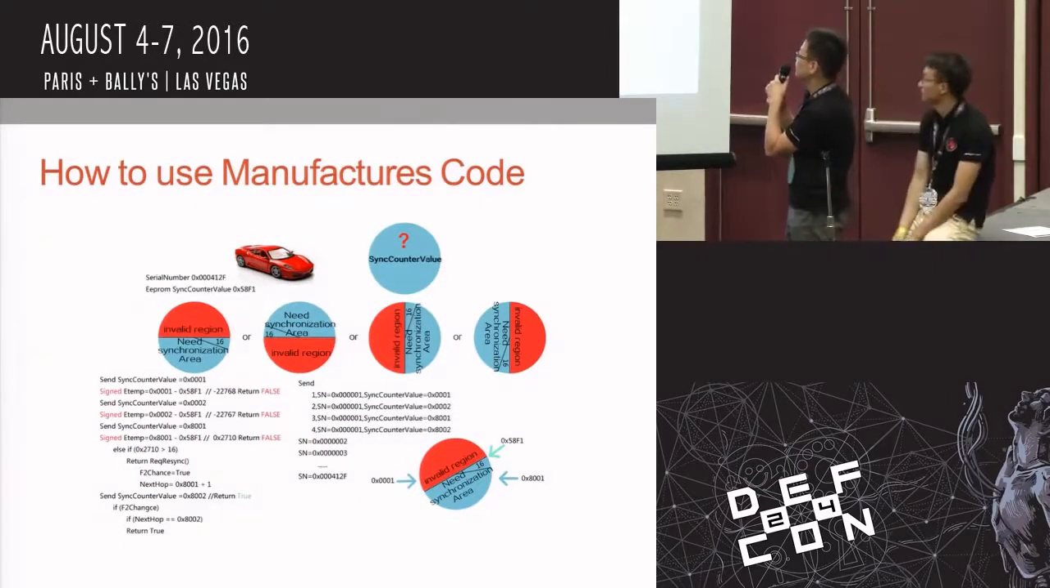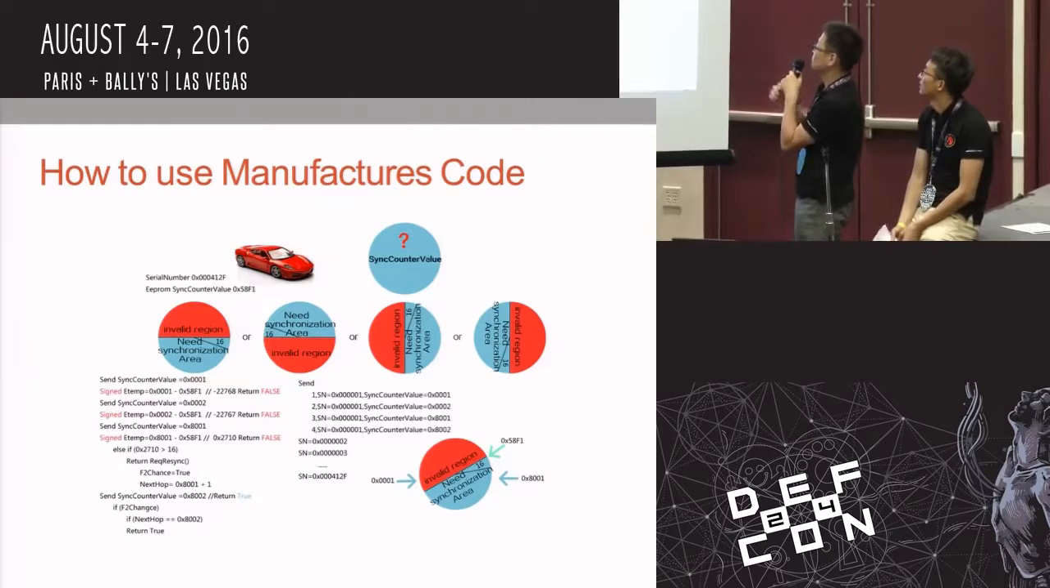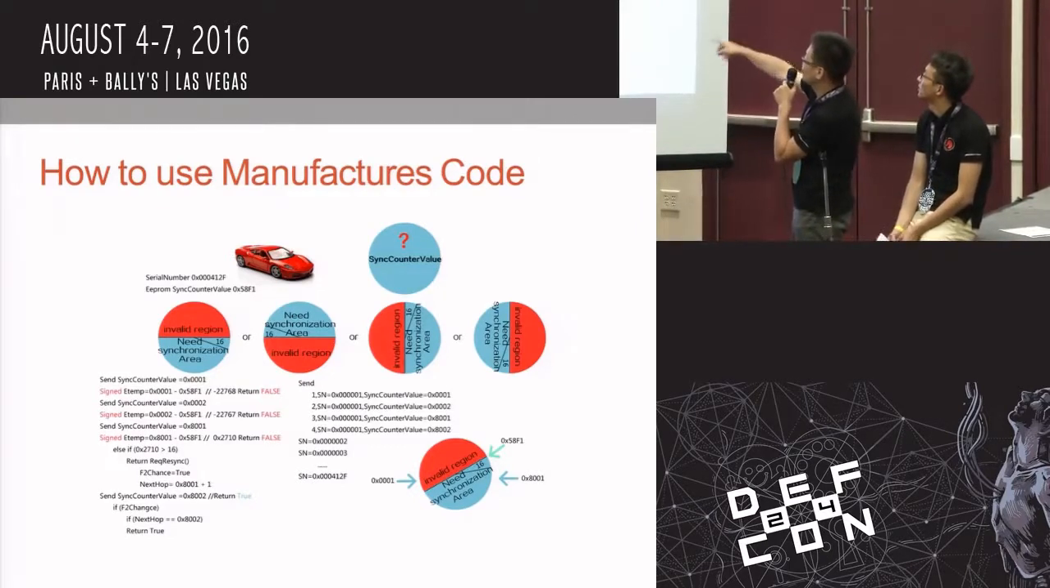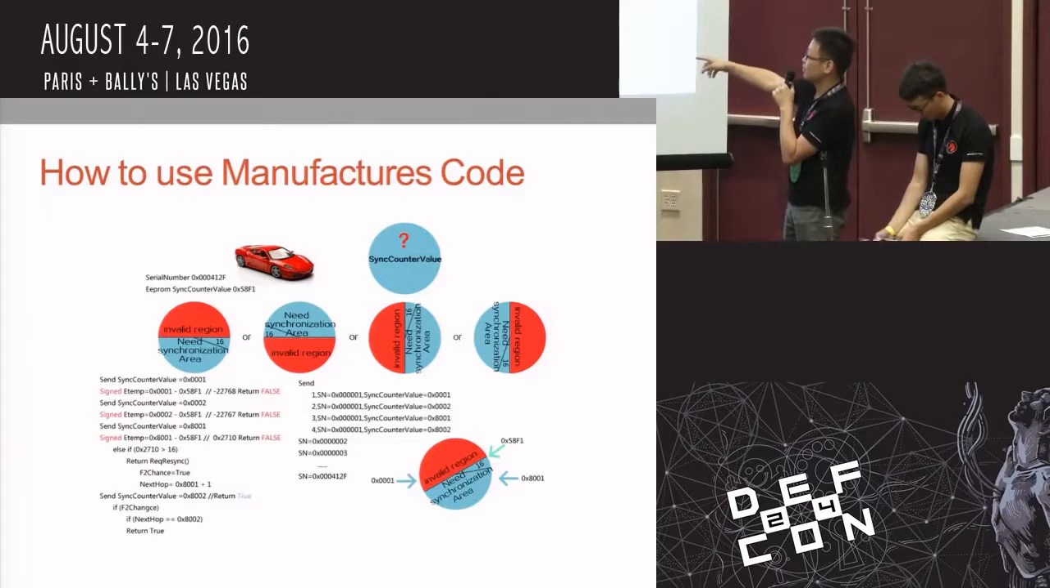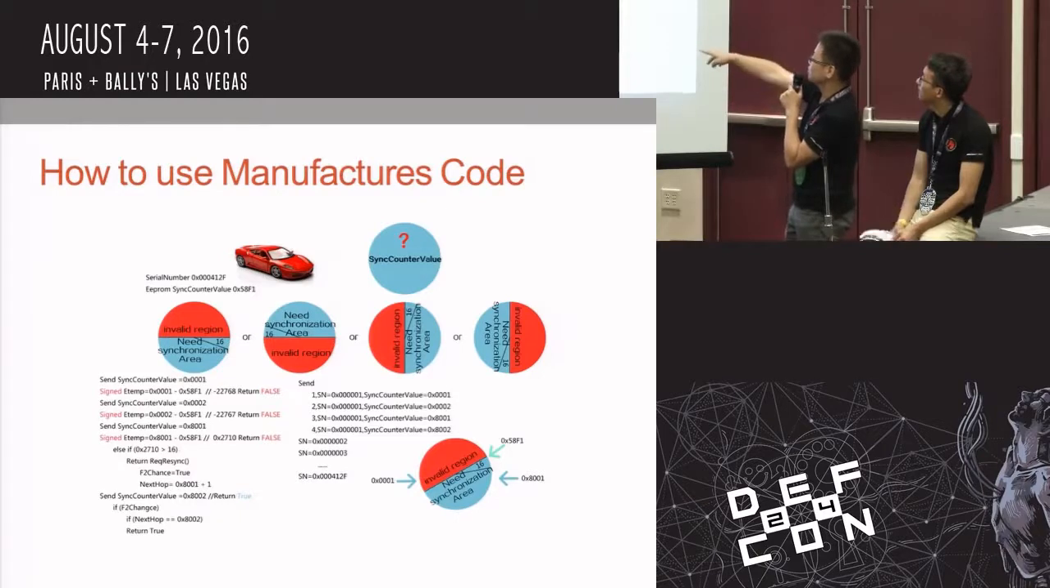Now we get the serial number, and what we don't know is the sync control value. If the car is the normal one, it has a signed value. So we will send first. We have sent the signal 4 times. The first is the sync value 0001, and we get the eTemp is smaller than 0, so they will return false.